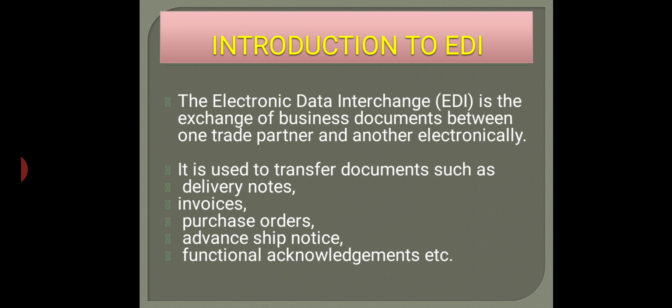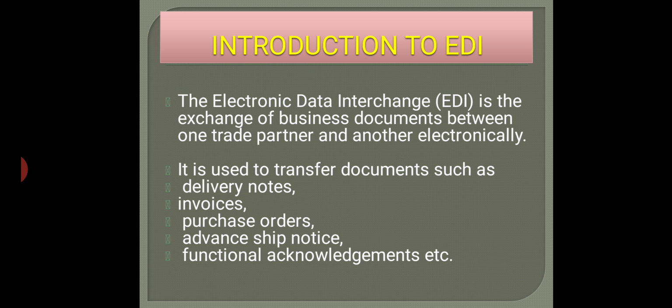First is the introduction to EDI. EDI refers to electronic data interchange. That means EDI is the exchange of business documents between one trade partner and another electronically. From the heading itself, we can see electronic data interchange. Data means any information or any documents, like any bills. We interchange these documents using an electronic medium, which is called EDI.